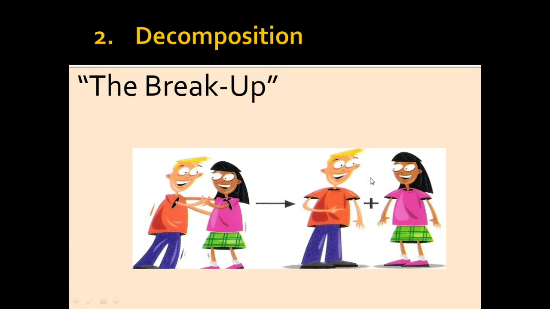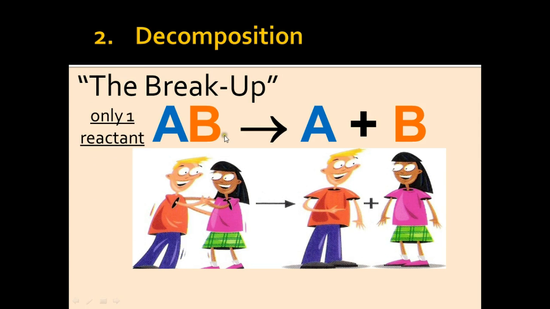And now we have decomposition, which is like a breakup or a divorce. So we have a couple here, and then pretty much they don't want to be with each other no more, so they break up into separate components. Same thing as this little analogy, we have AB, so 2 different elements or compounds bonded together. Then when they break up, they form A by itself and then B by itself, like this. The important part about this is that there's only one reactant.